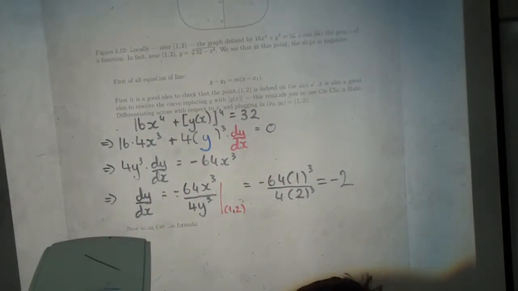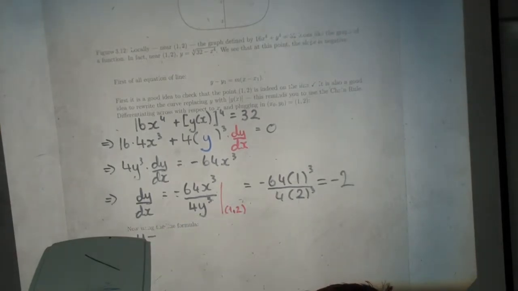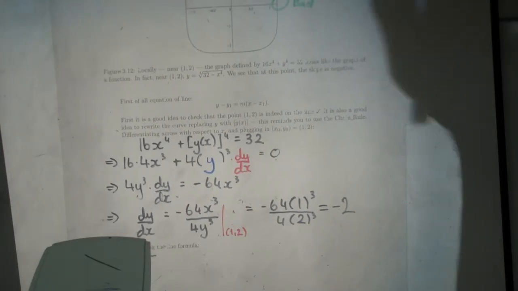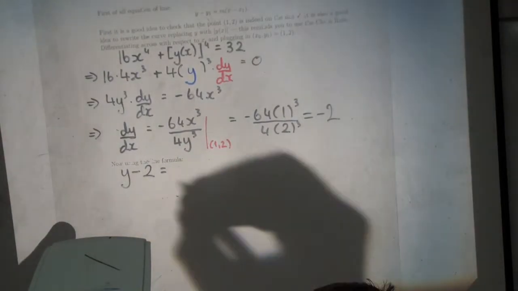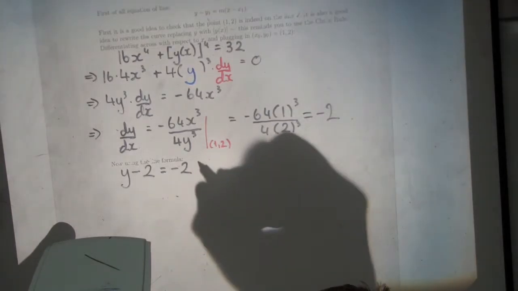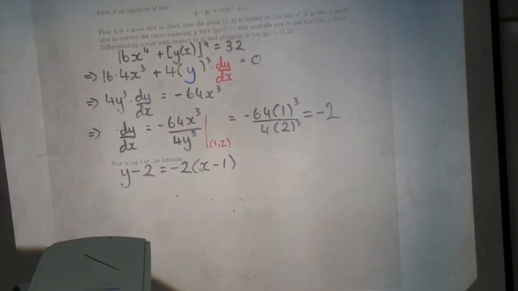So we have y minus y1. What's our y1? 2. The y coordinate. Y minus y1, which is 2, equal to m, which is minus 2. M is the slope, dy dx. Times x minus x1, x minus 1. And what I recommend is you write these in the form y equals mx plus c.